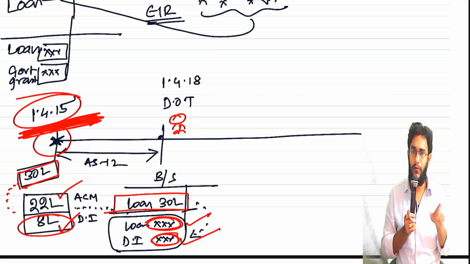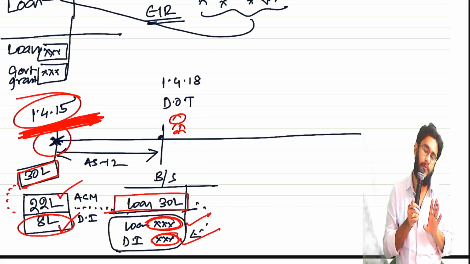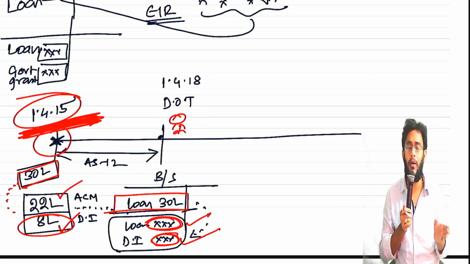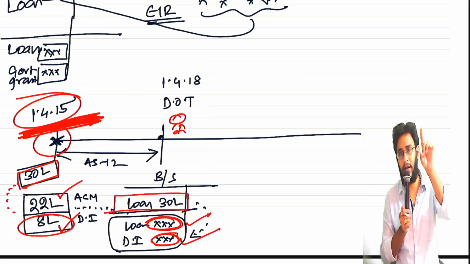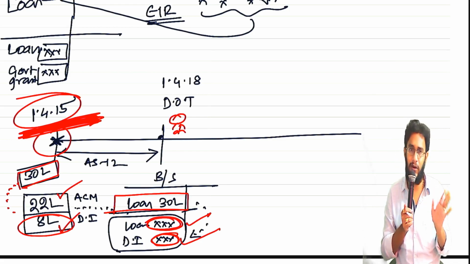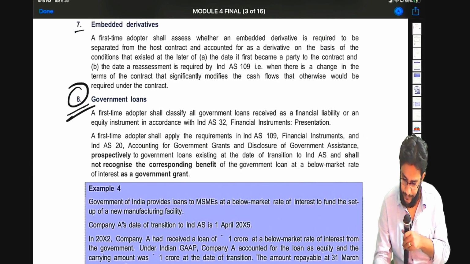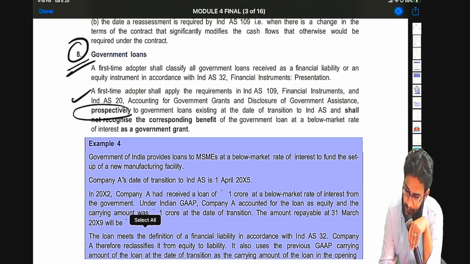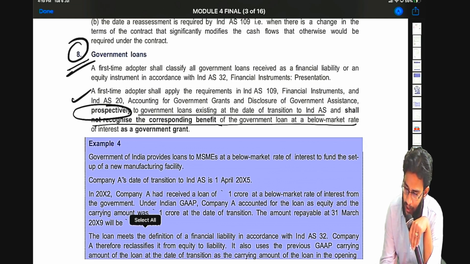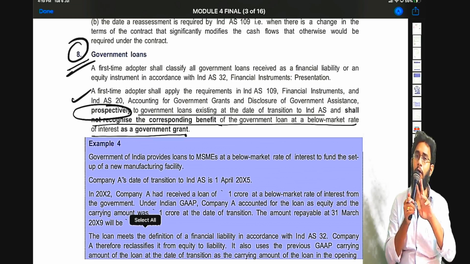So the general rule for government loan is no retrospective effect. But if you have enough information relating to splitting on the date when you obtained the loan, then you can split and give a retrospective effect. A first time adopter shall apply the requirements in Ind AS 109 and Ind AS 20 prospectively to government loans existing at the transition date to Ind AS and shall not recognize the corresponding benefit of the government loan at a below market rate of interest as a government grant. So very clearly they told you not to split it.